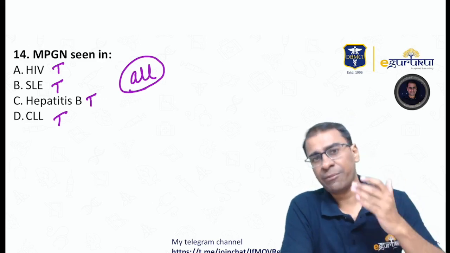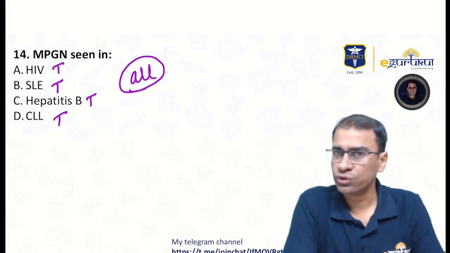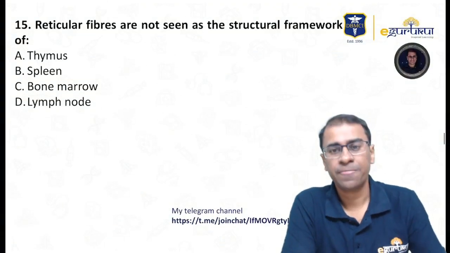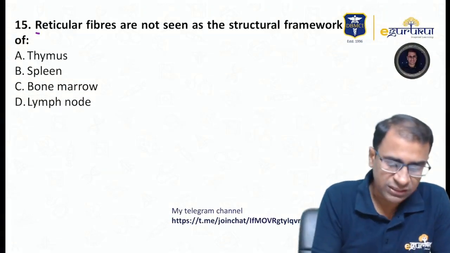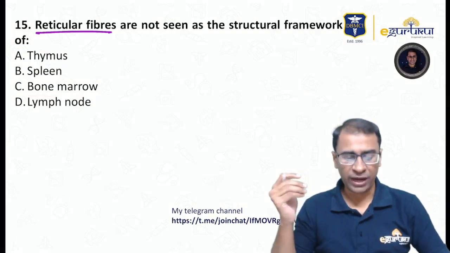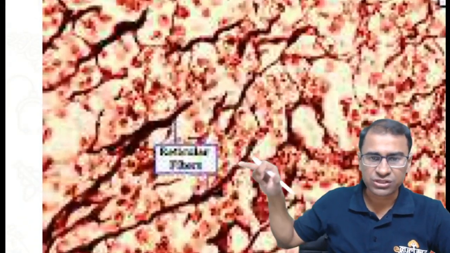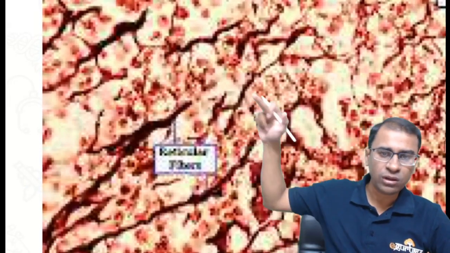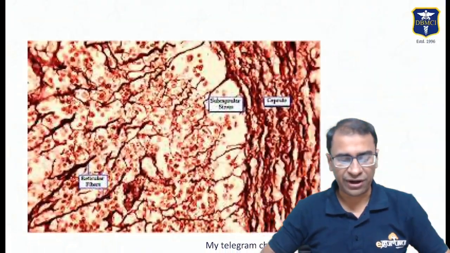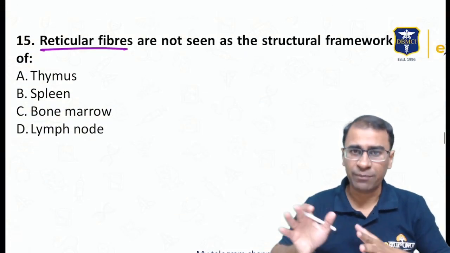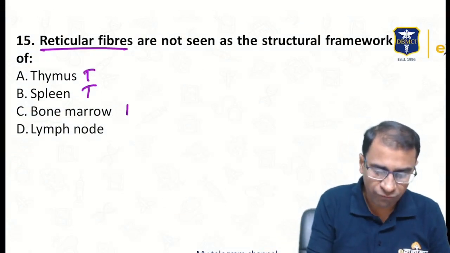Remember the finding of MPGN type 1 and type 2. The type 1 shows strand track appearance. The type 2 shows dense deposit disease. Okay. Reticular fibers. What are these fibers? Basically guys, any tissue has some collagen fibers like this. See, all these collagen fibers here now stained with this silver stain is all the collagen fibers giving you reticular staining. But the problem in the question is reticular fibers are seen in all of them.